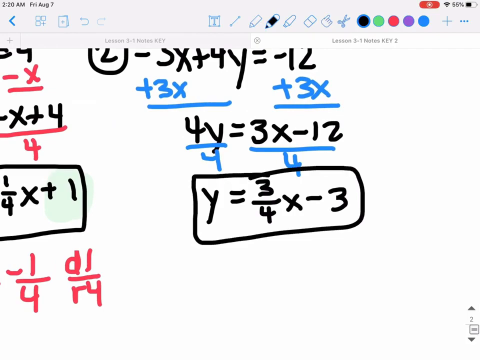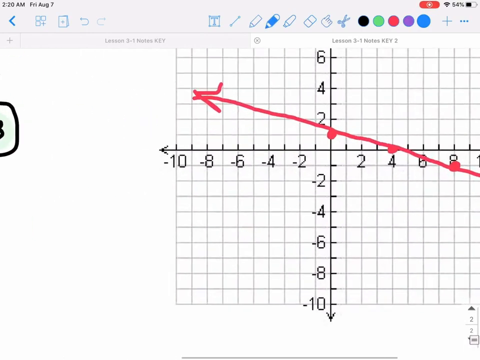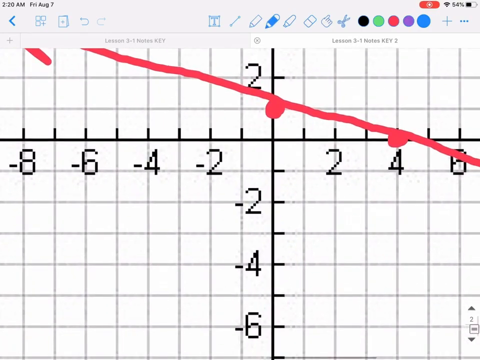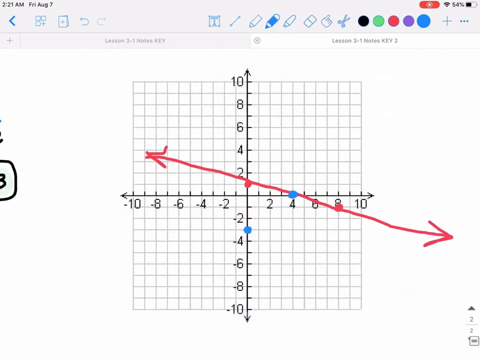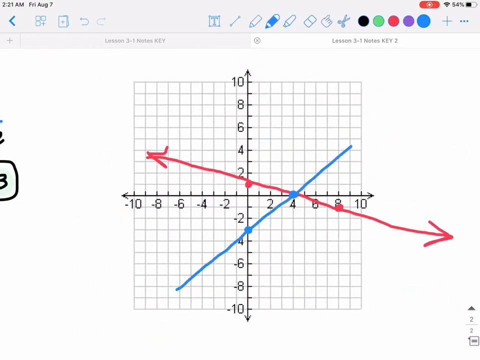That means my y-intercept is negative 3, and my slope is 3/4. So I'm going to plot this. I have negative 3, and my slope is 3/4, so I'm going up 3 to the right 4. I already found my point of intersection. I don't need to continue on anymore.